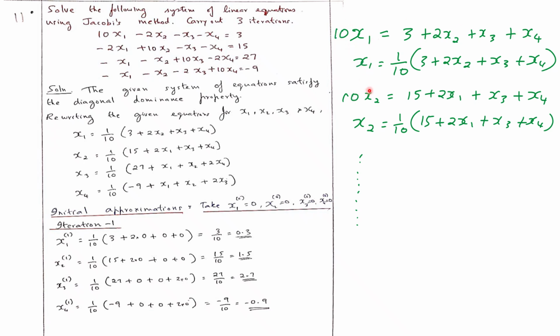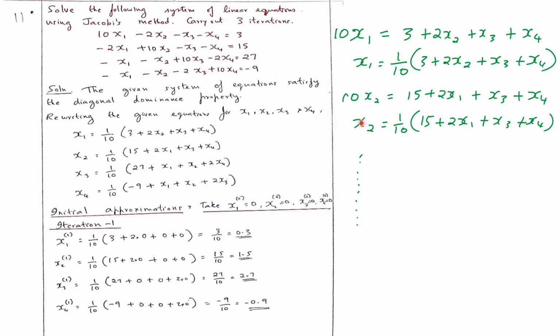I want only x1, so I shift the 10 and write this as 1 by 10 into, within the bracket, the same thing: 3 plus 2x2 plus x3 plus x4. Same way you have to do it for the other 3 equations also. See here, I will write the equation for 10x2. The 15 is already there. The x1 term, x3 term and x4 term you shift to the right side, and as I told you, the sign changes. Minus 2x1 becomes plus 2x1, minus x3 becomes plus x3, minus x4 becomes plus x4.